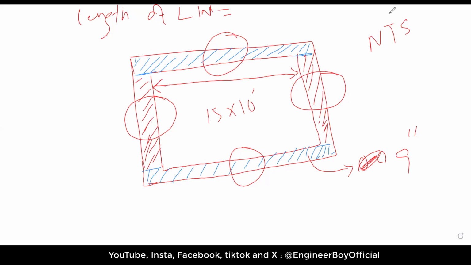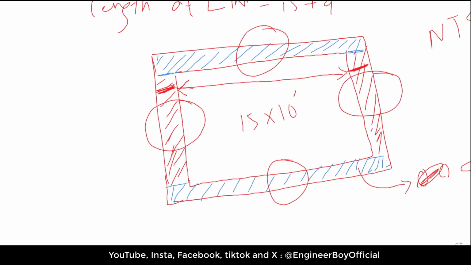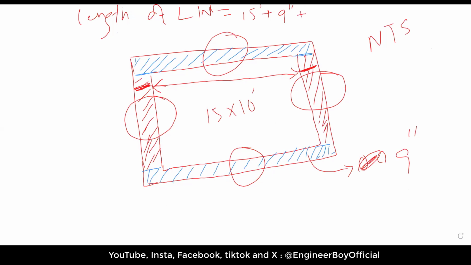For the long wall, we will add the width of the wall for one side and the width of the wall for the other side. Do you guys see it? The total length of the long wall is now 15 feet plus one wall width, which is 9 inches, and another 9 inches for the other side. So this is the total length of the long wall. It can be anything, I'm not going to label that.